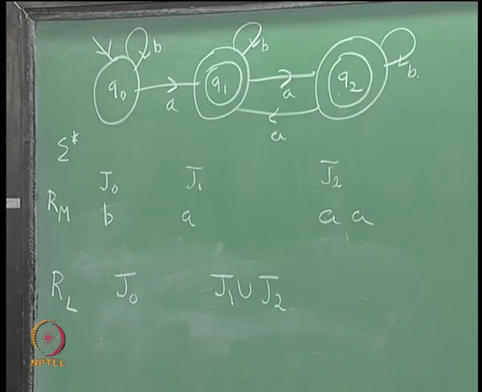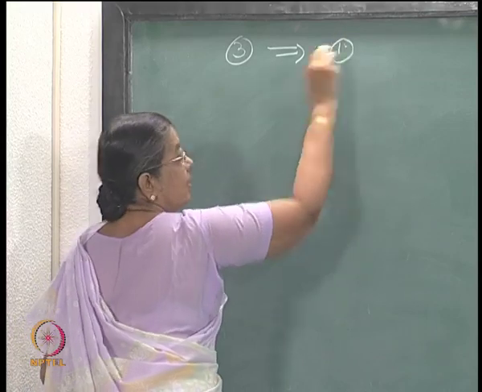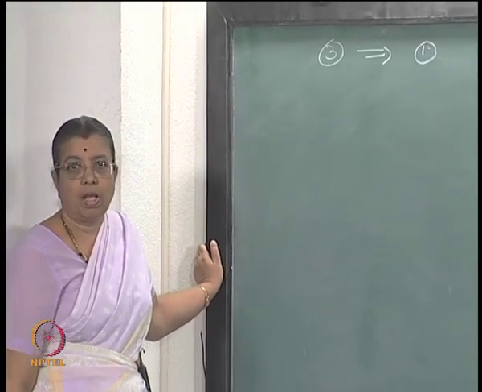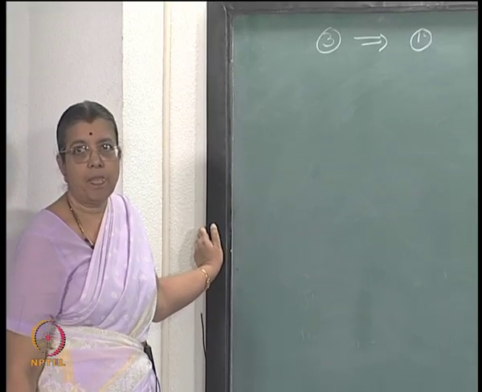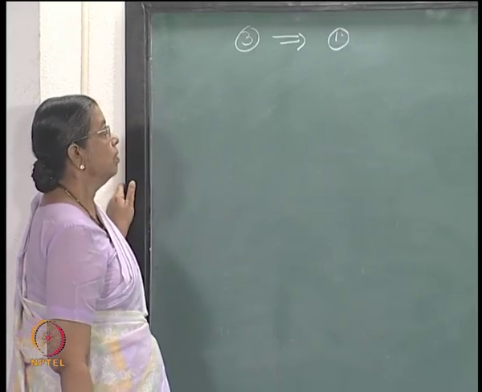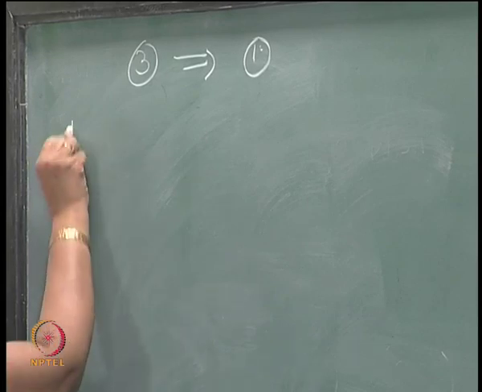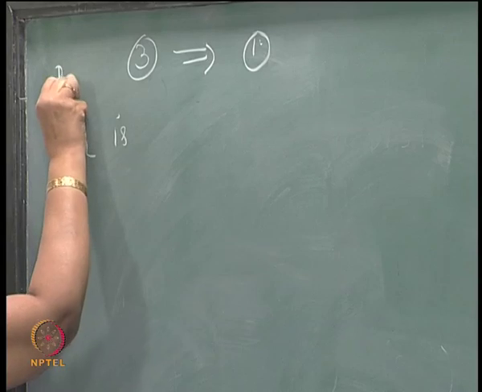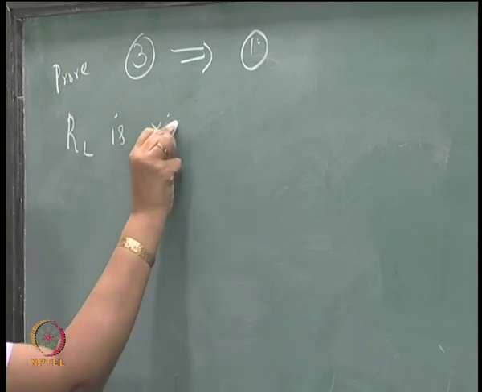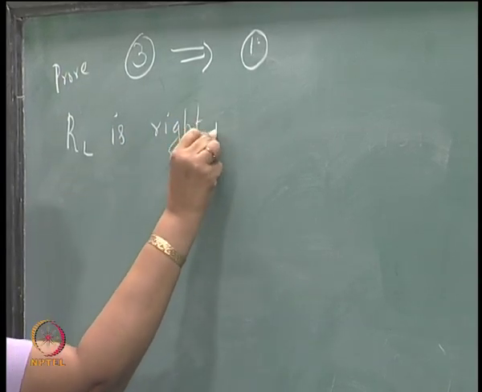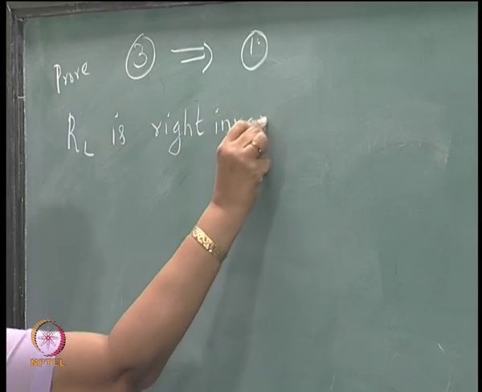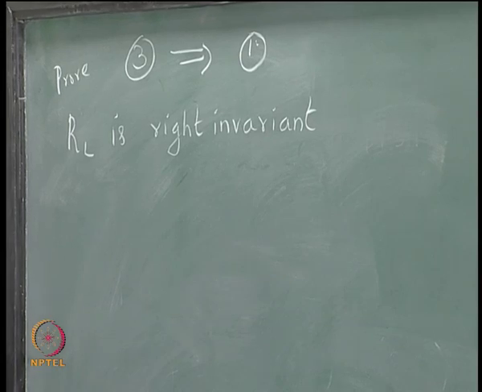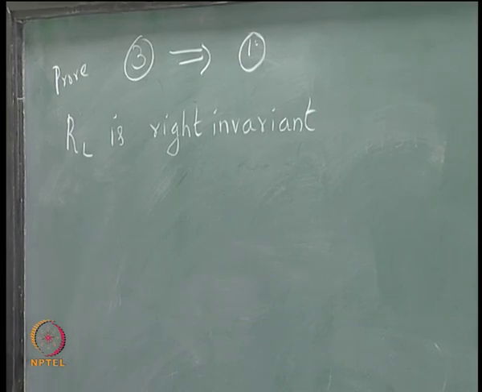Now, you have to show 3 implies 1. This completes the proof. Okay. Now, how do you first of all show, prove RL is right invariant? First prove RL is right invariant. How do you prove this?